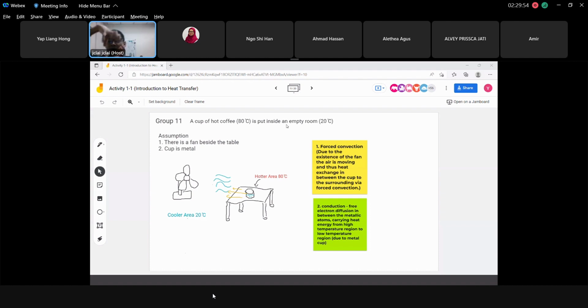From the hot coffee, we assume the whole cup of coffee is at the same temperature, 80 degrees Celsius, right? So heat is being transferred from the hot coffee to where? To the cup first, right? And the cup consists of 2 layers because the wall has an inner wall and an outer wall, right? You got it? Okay. So you need to be very specific about inner and outer surface.